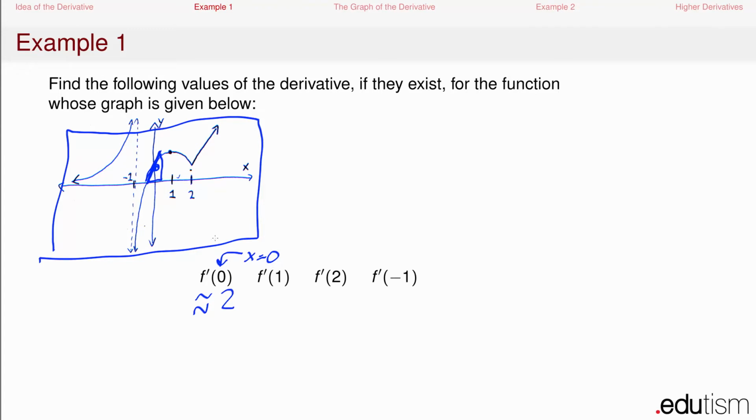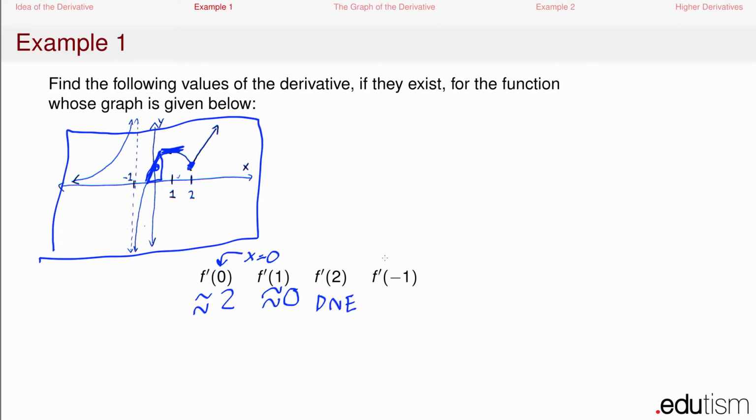We want to take the derivative at 1. We want to draw a tangent line here when x is 1. That tangent line is horizontal, so f prime of 1 is going to be approximately 0. A horizontal line has slope 0. If we want to find f prime of 2, we want to draw a tangent line at this point here. At that point there's a sharp corner in the graph. If there's a sharp corner, there is no tangent line, so this derivative does not exist.